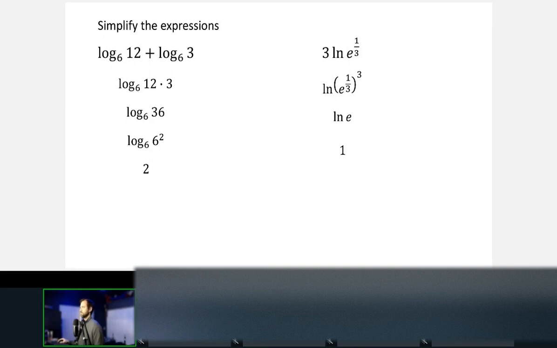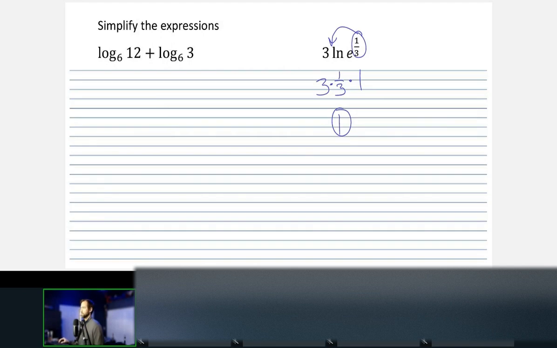It's a little bit different way of approaching it. Both ways would be correct. So going back to this way, we could move the exponent in front of the natural log. And the natural log of e becomes 1. And then we're going to have 3 times a third times 1, which is still 1. It doesn't matter.